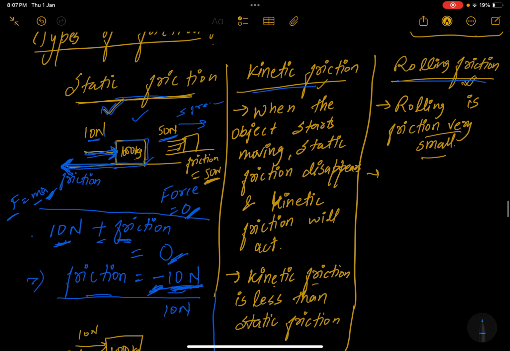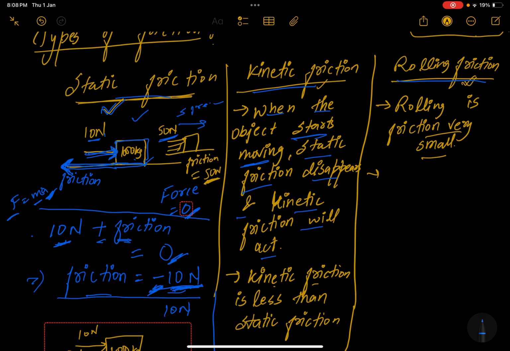Now we go ahead with kinetic friction. Kinetic friction is when the object starts moving. Static friction disappears and kinetic friction will act. When the object starts moving, then kinetic friction acts.